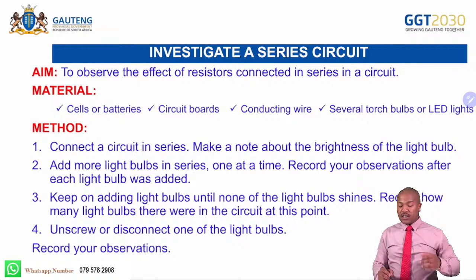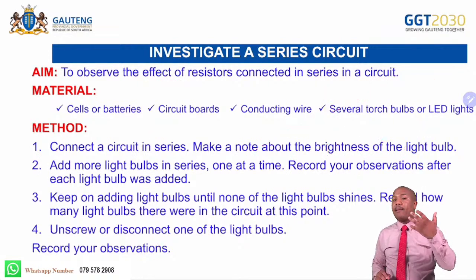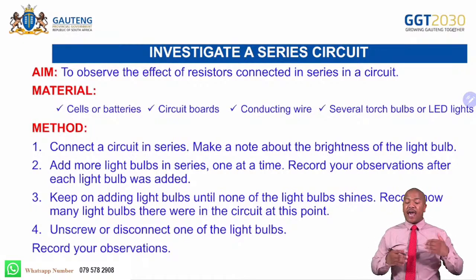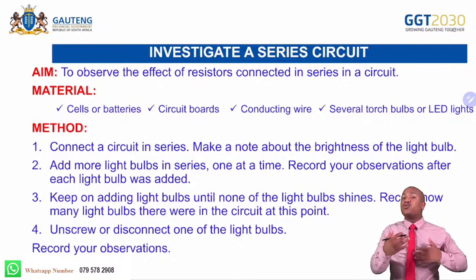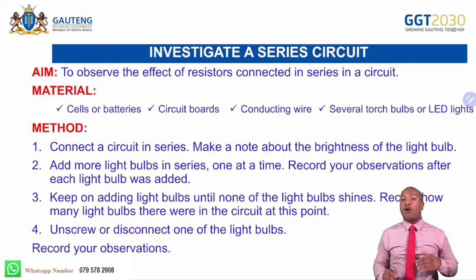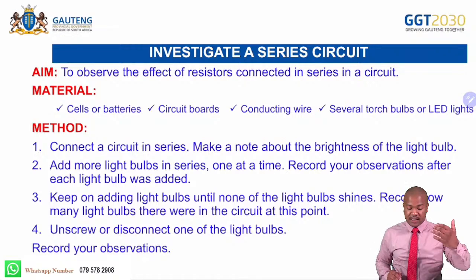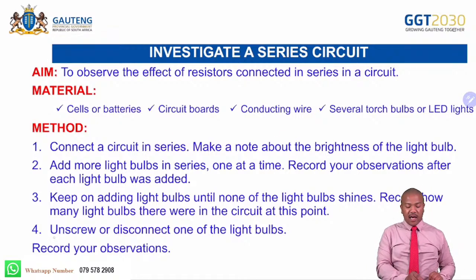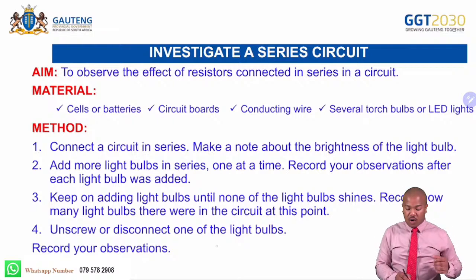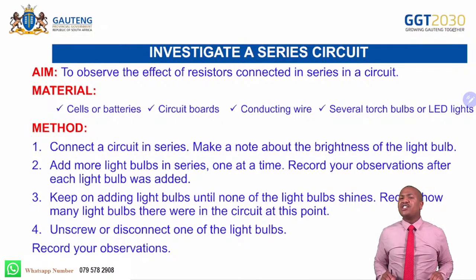We're going to make a note about the brightness of the first light bulb. And we're going to add more light bulbs in series, but one at a time. And as we're doing so, you have to record your observations after each light bulb is added. Then we're going to keep on adding light bulbs until the light bulbs become dim and record our results. And lastly, we're going to unscrew or disconnect one of the light bulbs. So now, let's just take about 3 minutes so that we can collect our stuff and be able to present to you.